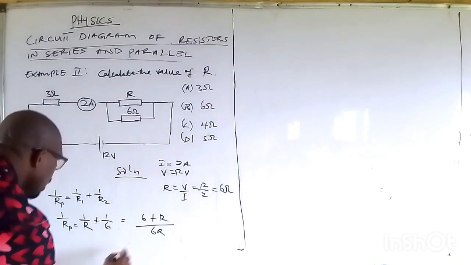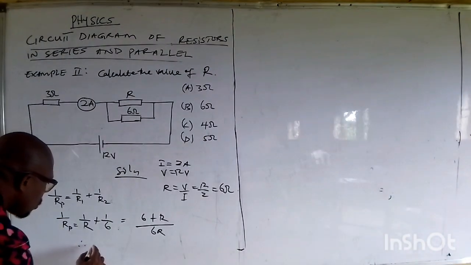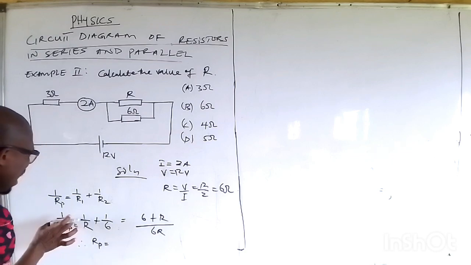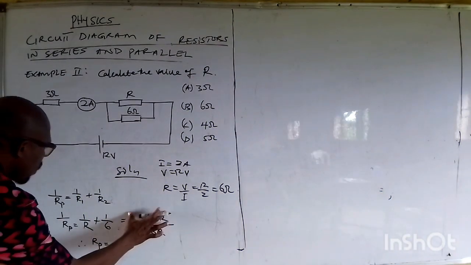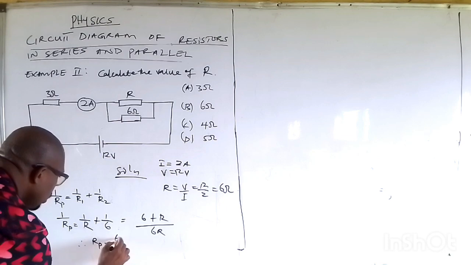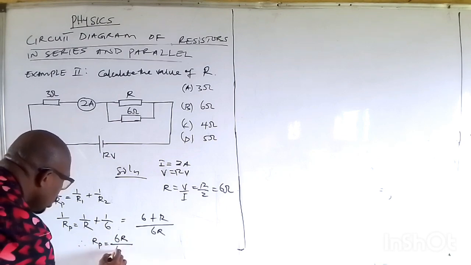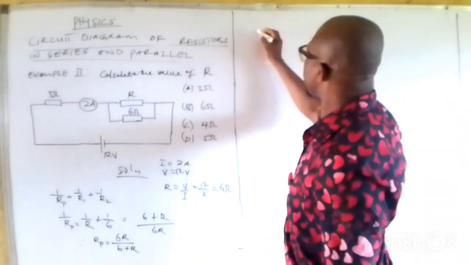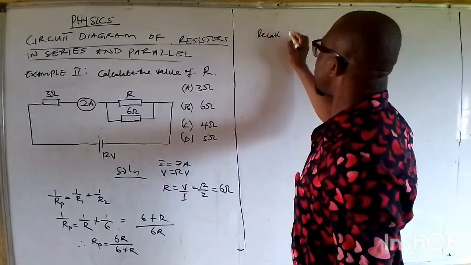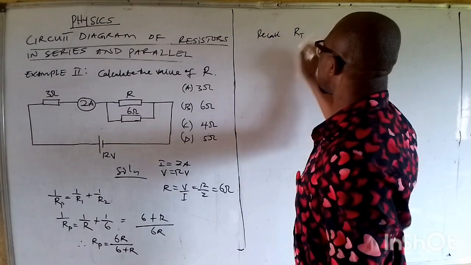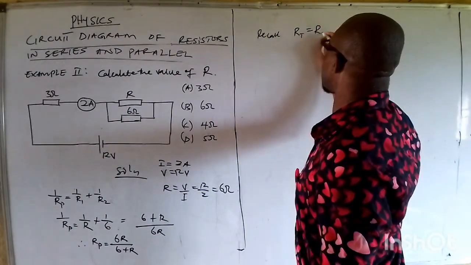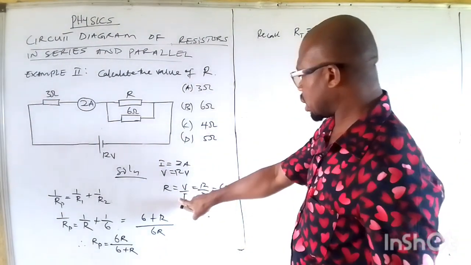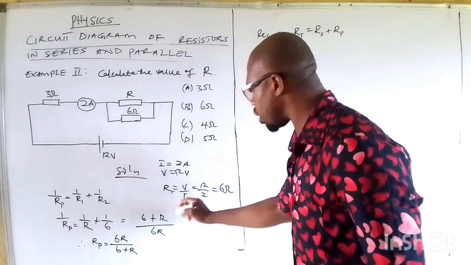So we'll now have that our total resistors in parallel will give us, because of this, we invert, this means inversion. Therefore, we invert this one will come down. We now have 6R all over 6 plus R. Okay, so recall that we said earlier that total resistance will give us that in series plus that in parallel. So total resistor is this, and of course this is total resistor flowing in the circuit.